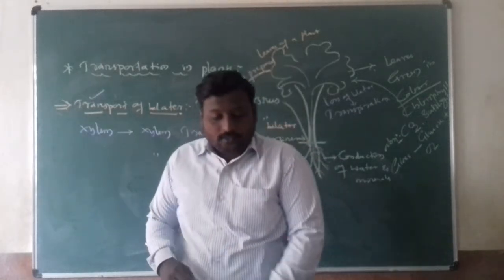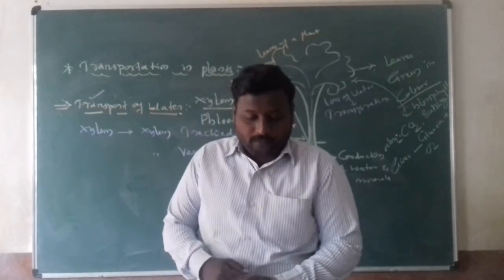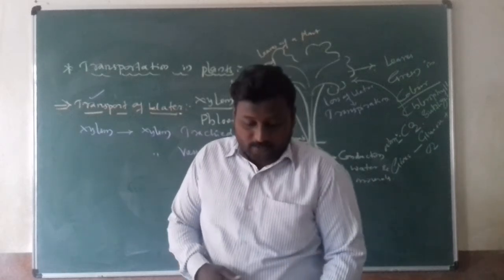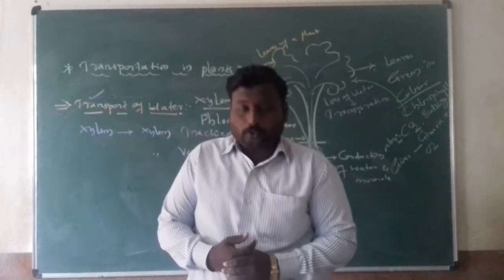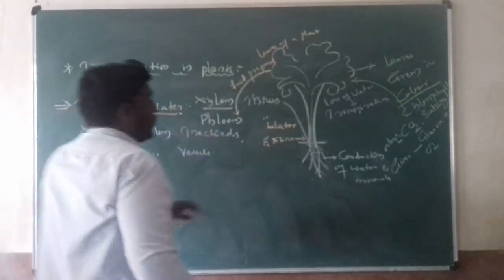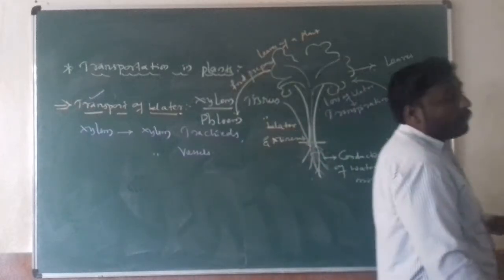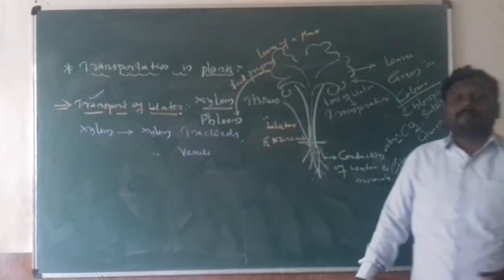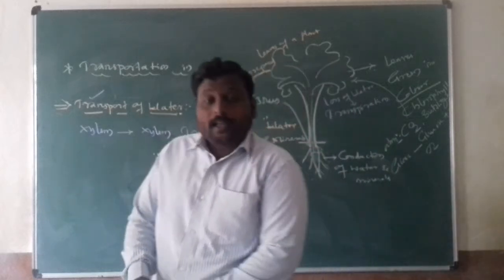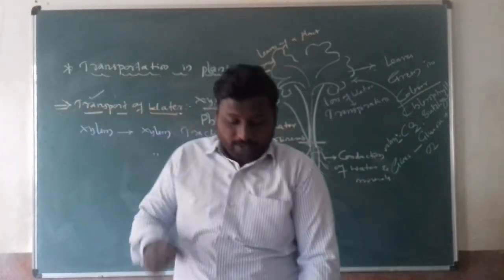Transpiration means loss of water in the form of vapors from the aerial parts of the plant. It takes place mainly through stomata. Yes, my dear students, first of all, transpiration means loss of water from stomata. What are the advantages of transpiration?